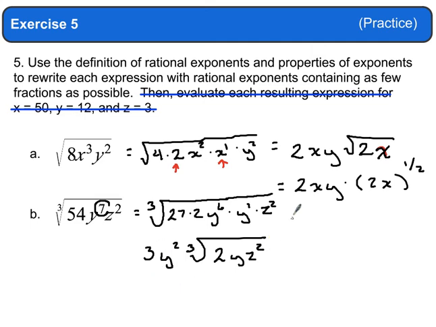If we wanted to change this to a rational exponent containing as few fractions as possible, that would become 3y squared would stay there. And then this would be 2 to the 1/3 power. And then this would be y to the 1/3 power. And then you would have z to the 2/3 power.